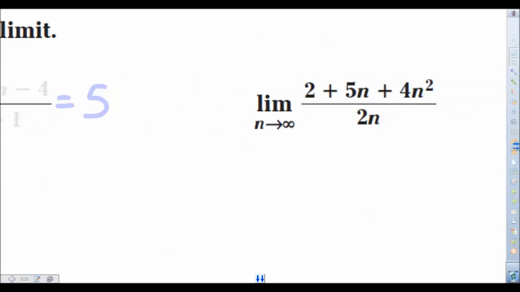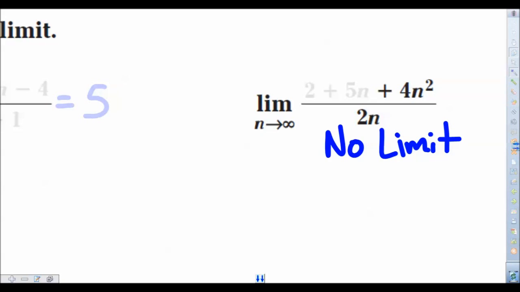So now with this example, once again, notice the biggest power in the numerator and denominator. Notice in this case, the numerator wins this one. So when we have a bigger power on top than we do on the bottom, you're always going to have a number that's bigger than 1. And as n gets increasingly larger, you're going to have an increasing number greater than 1. It's going to keep on getting bigger. So in these situations, we have no limit.